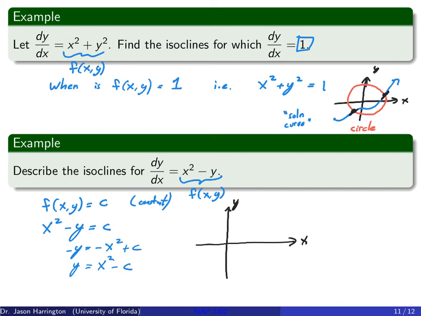If I were to say c is equal to 0, I would have a nice parabola. Y is equal to x squared. Now I know that if any solution were to hit this red curve, then that means that derivative has to be 0. All right. And if I were to go down a little bit, let's try this one. How about c is equal to 1? Then I will have x squared minus 1.